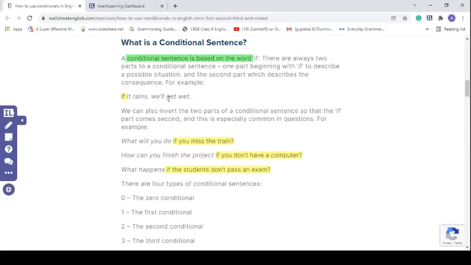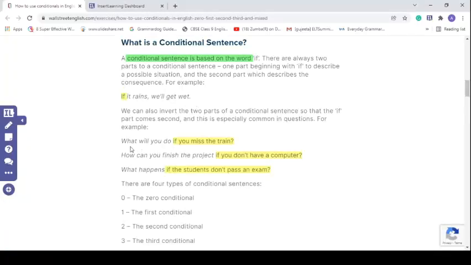If it rains, we'll get wet. So "if" here is in the first part of the sentence, making the first part conditional. If it rains, then this is the consequence. What will happen? We'll get wet. But "if" can also take a position in the second half. The conditional part of a sentence can be in the second half also.